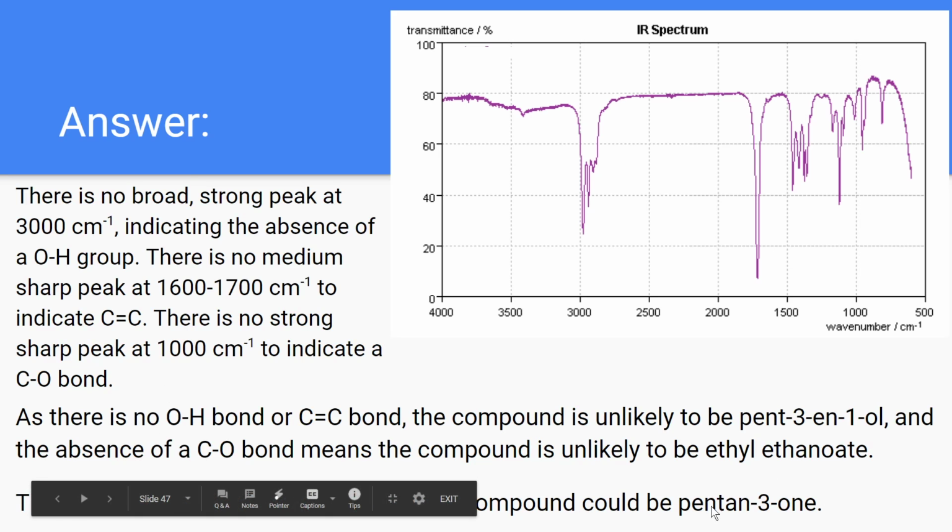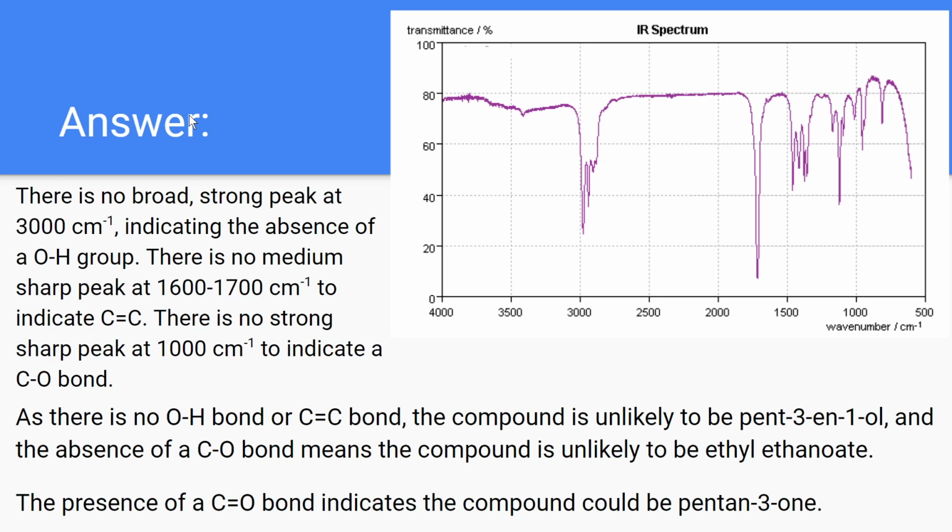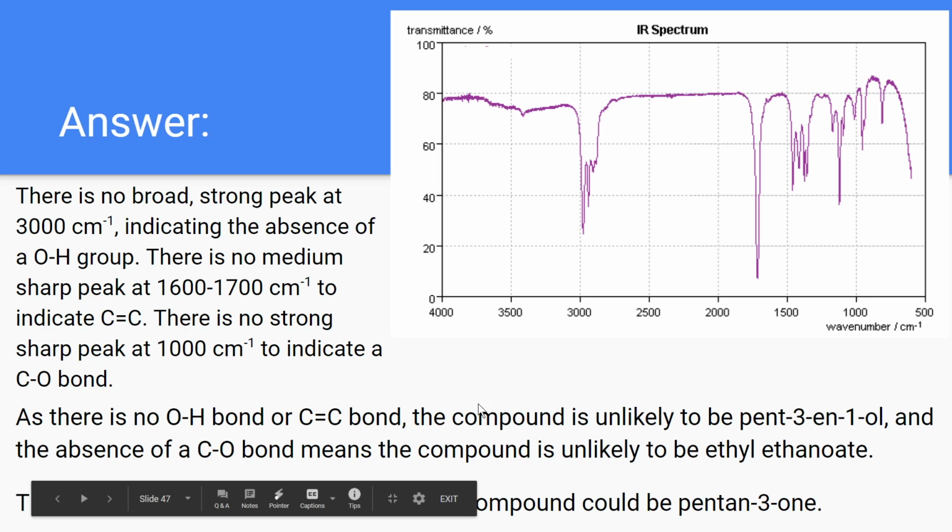But there is a CO bond here. Okay, I'm just saying how to structure the answers. I need to fix this up. Sorry, guys. But basically, you can see the sentence structure that you use. You just highlight the evidence and go with that.